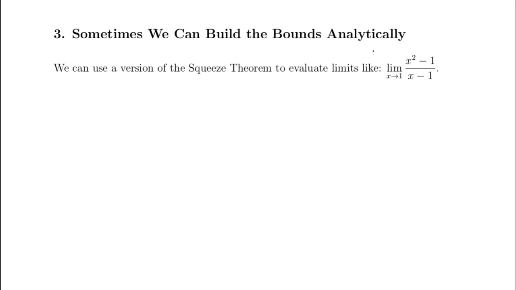We can use a version of the squeeze theorem to evaluate limits like this. Notice this is one of those ones where we get 0 over 0. We might normally just go ahead and factor things, right? We might normally say, well, wait a second, this numerator is x plus 1, x minus 1. And so if you do this like canceling out, you could see like, oh, really, we just care about this limit as x approaches 1 of x plus 1. That's just going to be 2.